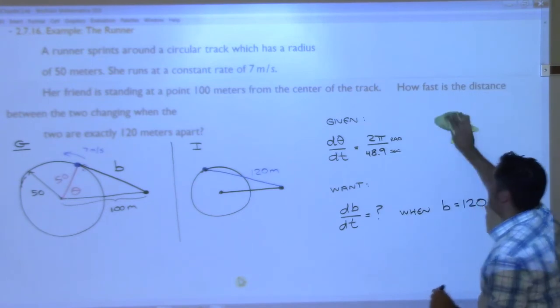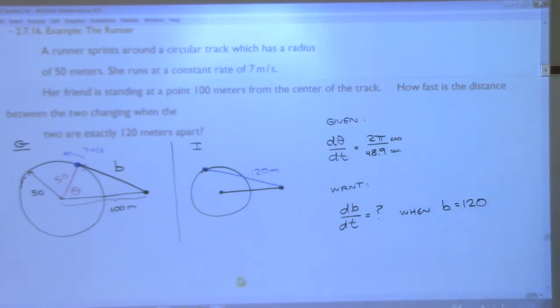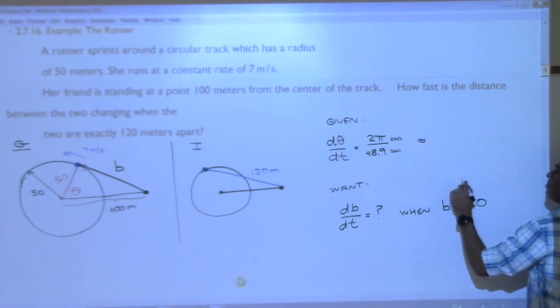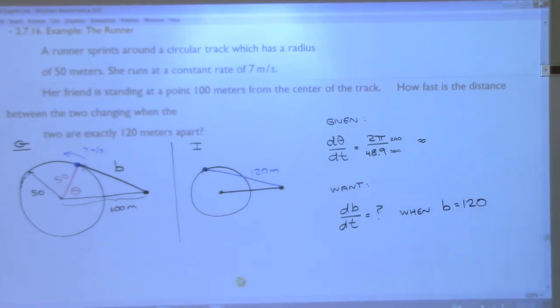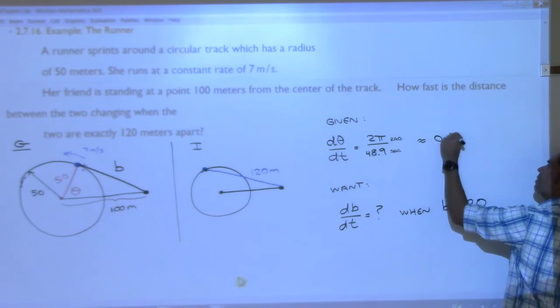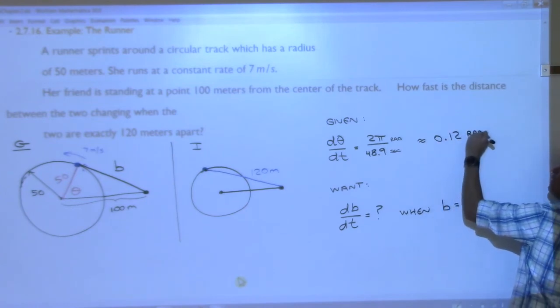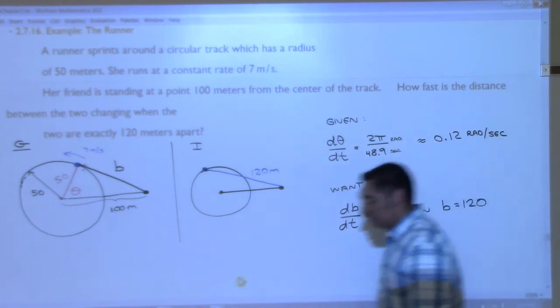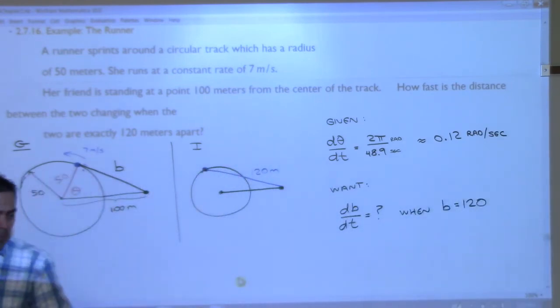So someone do that on their calculator. Take 2 pi and divide it by 48.9. We're going to get approximately something. Okay, 0.12 radians per second. Is that correct? That's what you got? Okay. So let's try and recap. This is a tough problem.